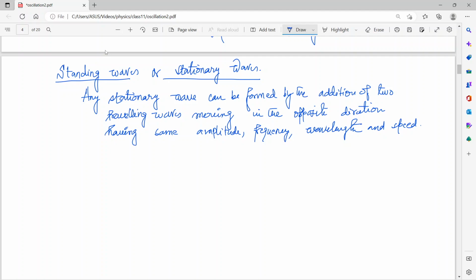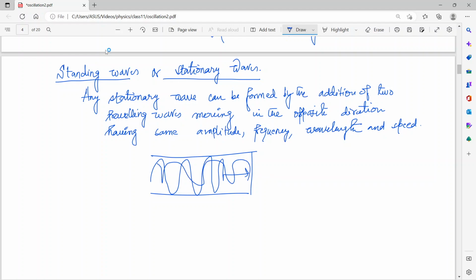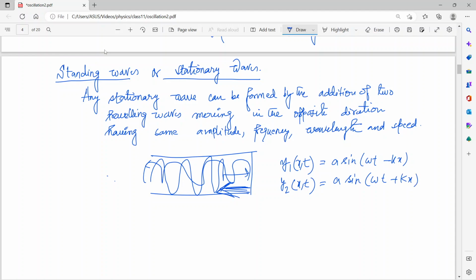So let's say a wave is moving in one direction. It is possible that a wave moves and after reflection comes back in the opposite direction, so they will superimpose and produce the stationary wave. Let's say one of the waves is y1 equals sine of omega t minus kx. After reflection the wave is the same, everything is the same, only the direction is different. So y2 of x, t can be written as sine of omega t plus kx, right?